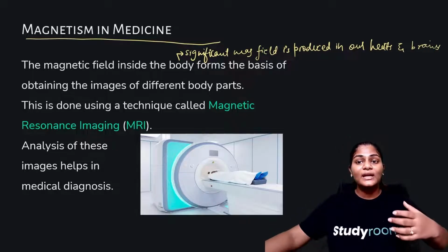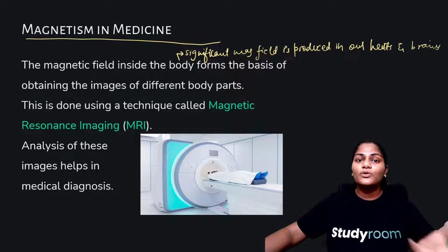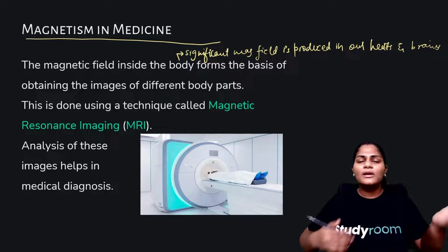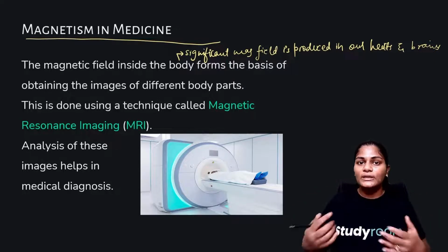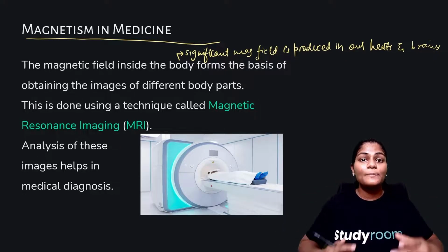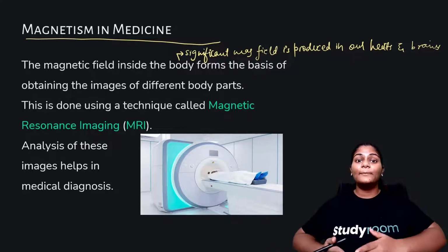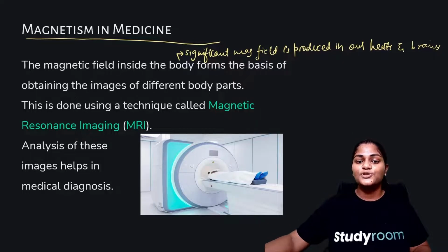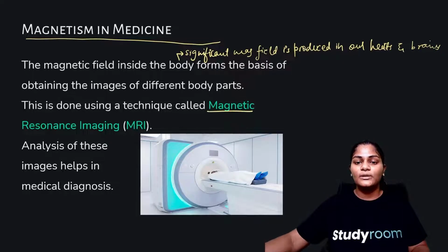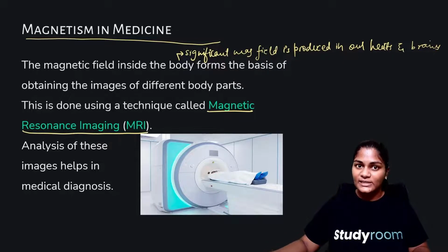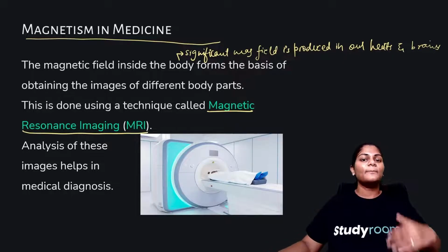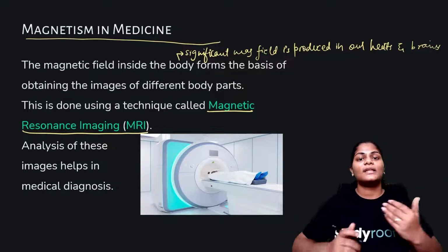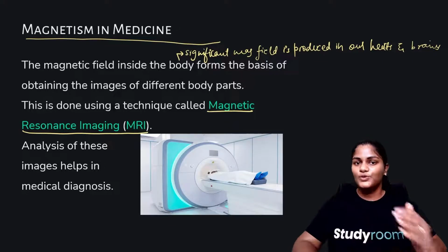By significant we mean a magnetic field that can actually be captured to study the images of the heart and the brain. Maybe other parts of our body also produce some magnetic field, but it's not significant enough to be studied. Here it says this forms the basis of obtaining images of different body parts. This is done using the magnetic resonance imaging, or MRI, technique. Analysis of these helps in medical diagnosis, so that the doctor can tell you, okay, this seems to be the problem with your heart, this seems to be the problem with your brain, and so on.